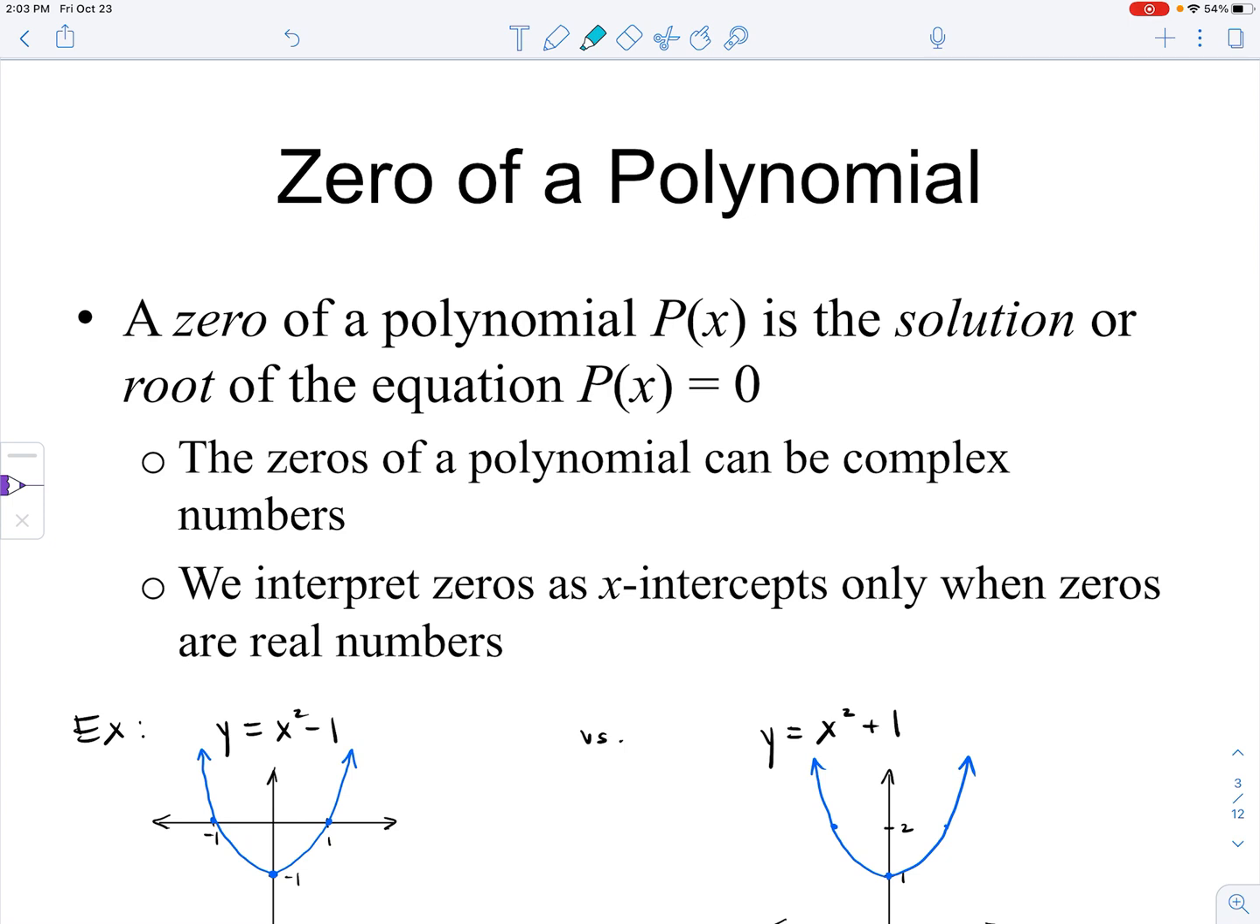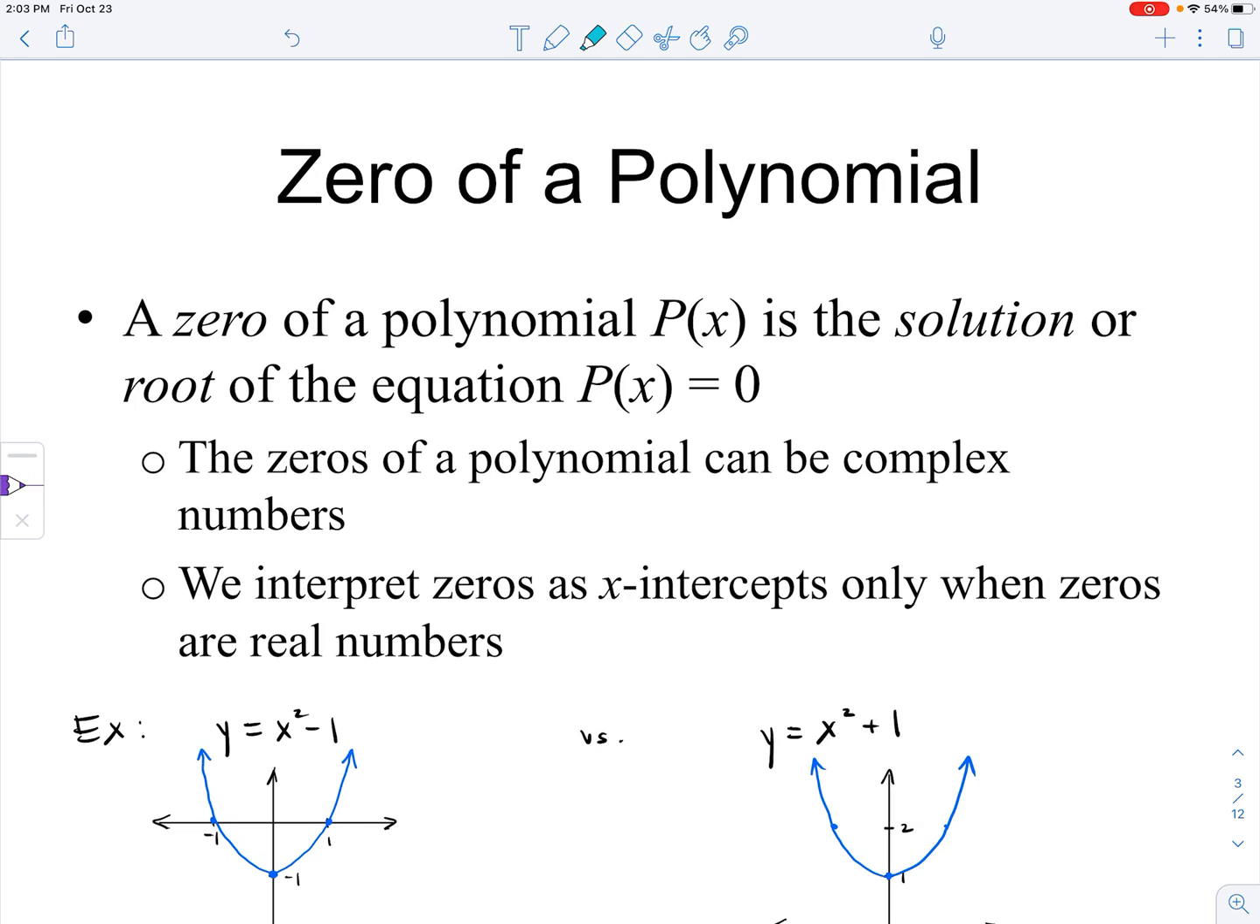Okay, so a zero of a polynomial function, I'm calling the polynomial p of x, is the solution or the root of the equation p of x equals 0. The 0 means that if you evaluate the polynomial at that number, the output ends up being equal to 0. If you set p of x equal to 0 and solve the equation, you are finding the solutions to that polynomial equation. Another word for solution is root, and the roots correspond to the zeros.